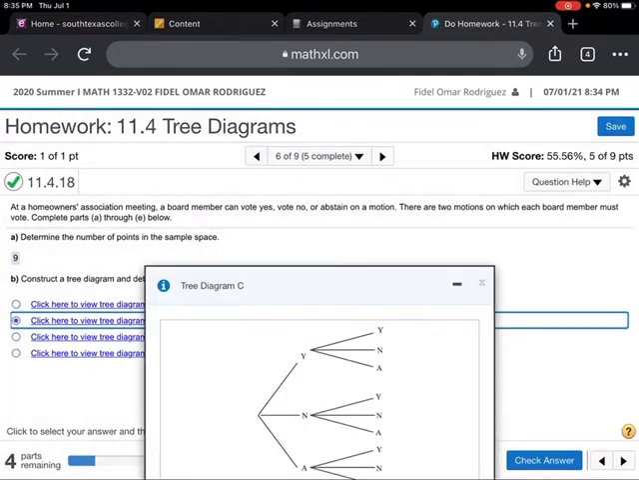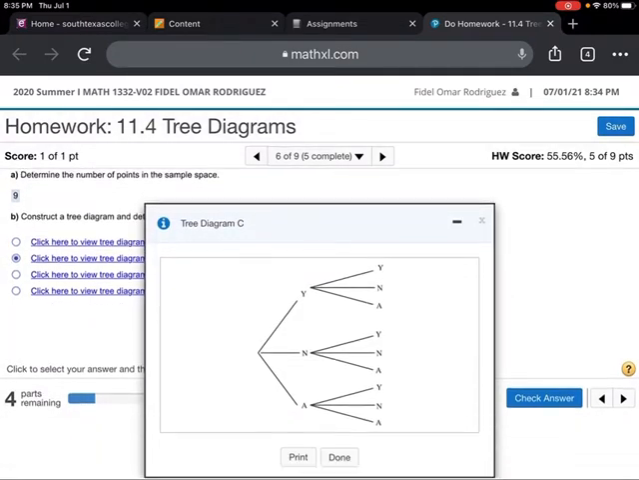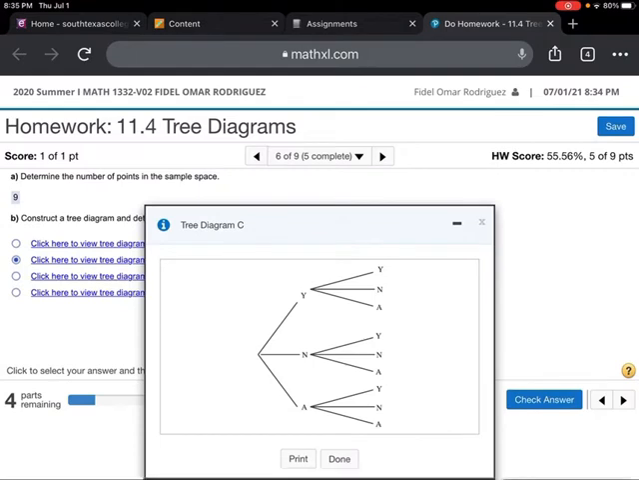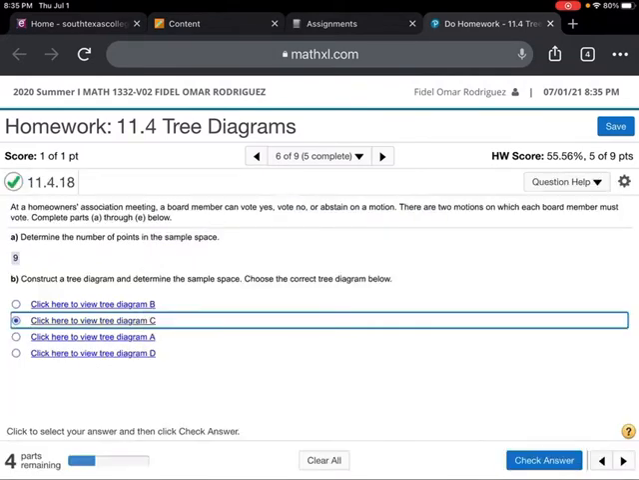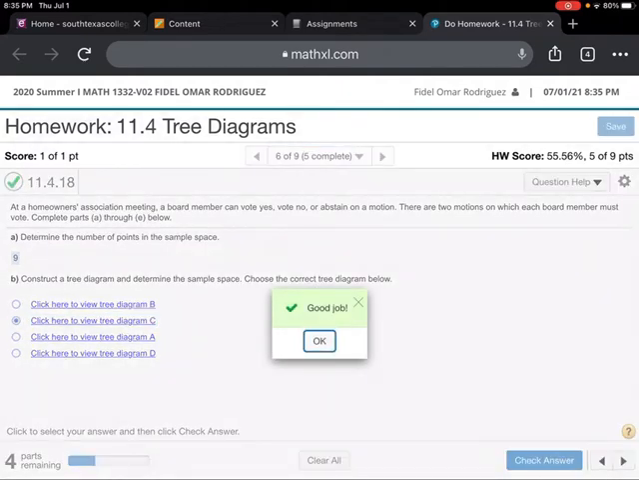So let's take a look at the second choice. So we can go yes, no, abstain, and then each of those we can go yes, no, abstain. So this looks like the right one because this looks closest to what we drew. So we're going to say it's choice B, and we got it, okay?